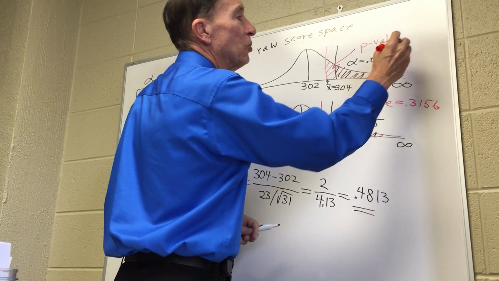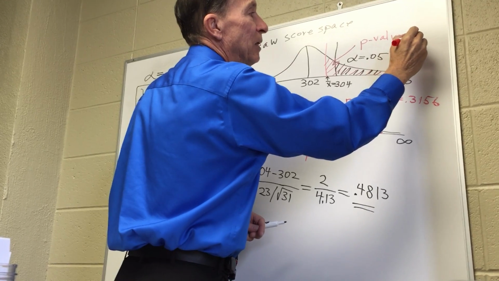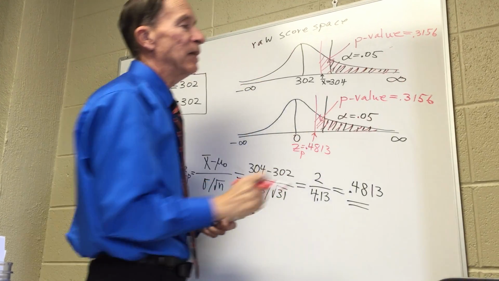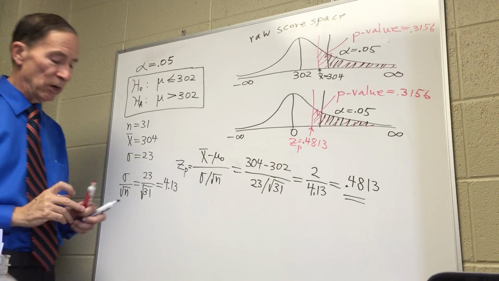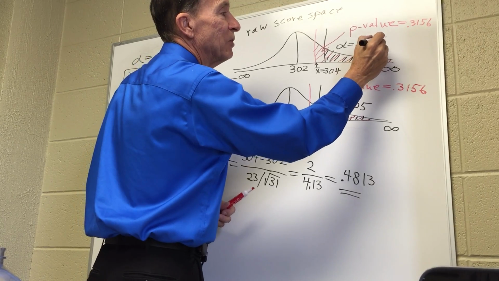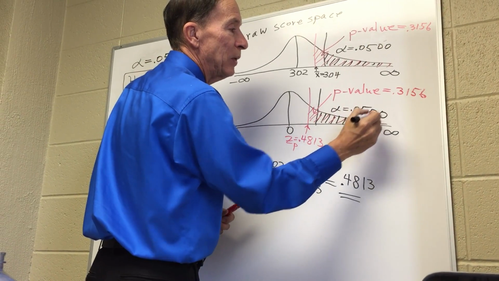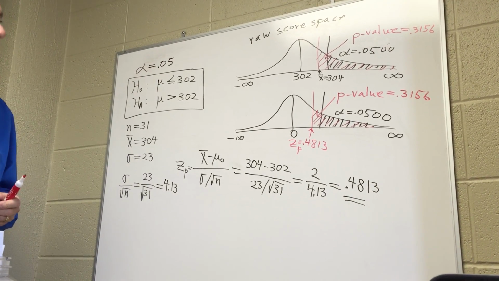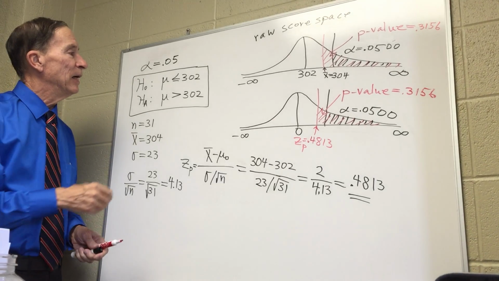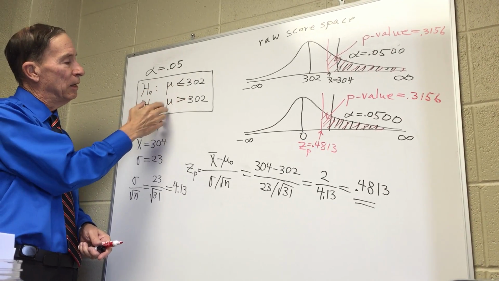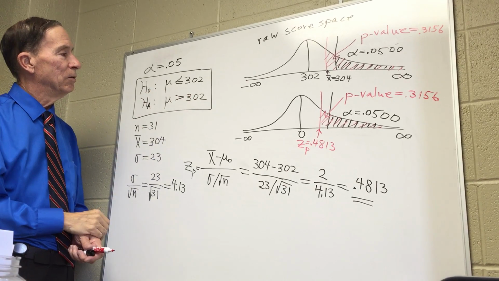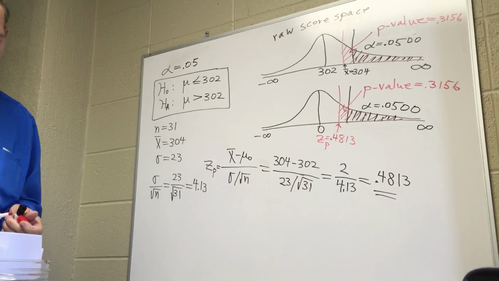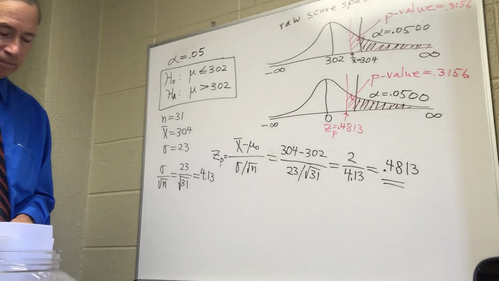We know that these probabilities are preserved. So that means the p-value is up here, 0.3156, and we can see that it's considerably larger than the 0.05 we're comparing with. The p-value is larger than the alpha level. Therefore, we fail to reject the null hypothesis, and we say that this new drug does not give us a value greater than 302. It's the conservative position that the new drug isn't any better than the old drugs. That's it.